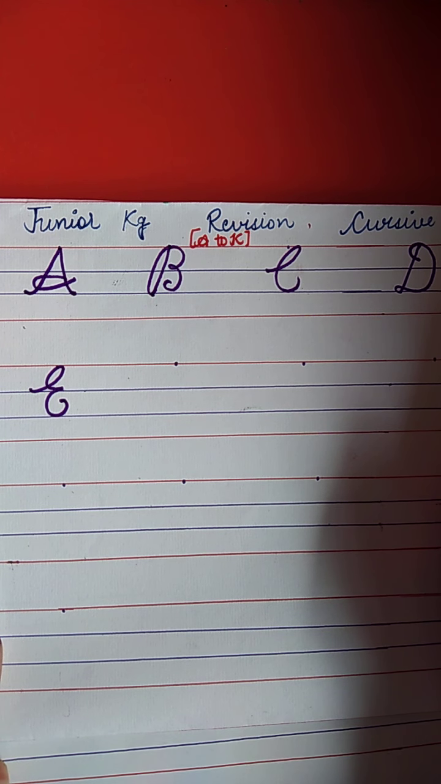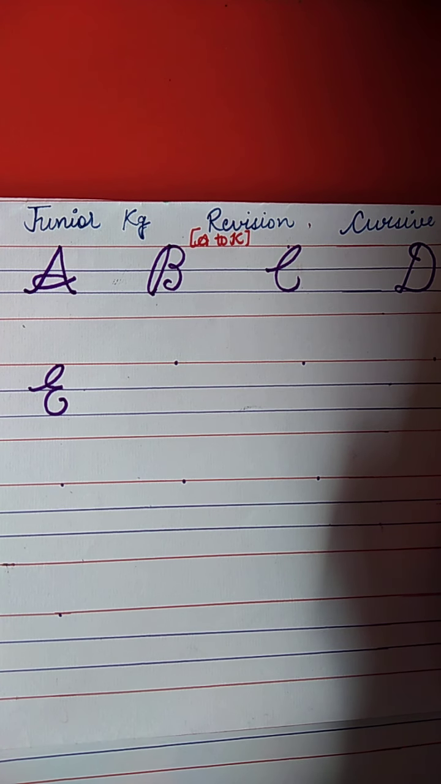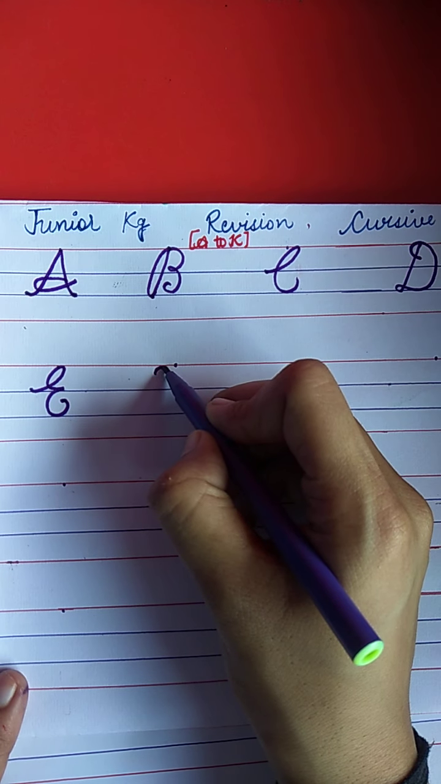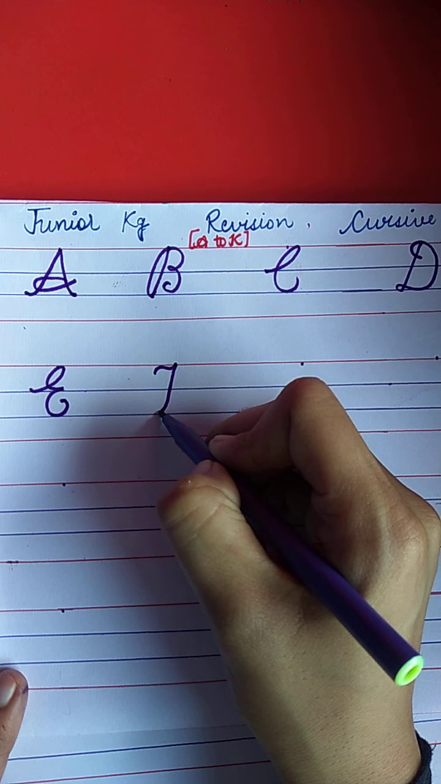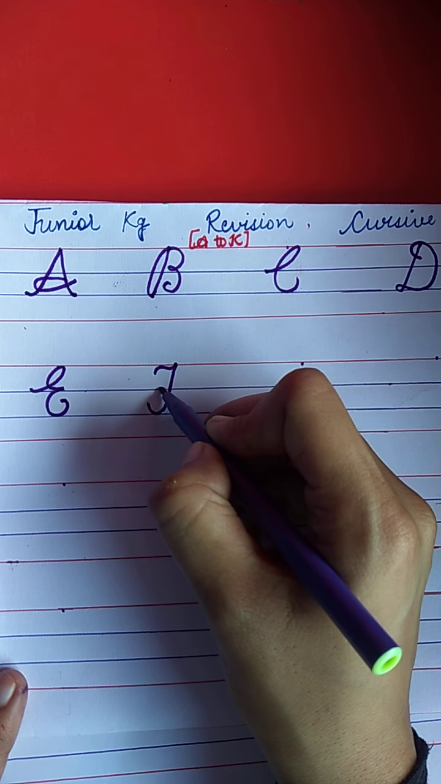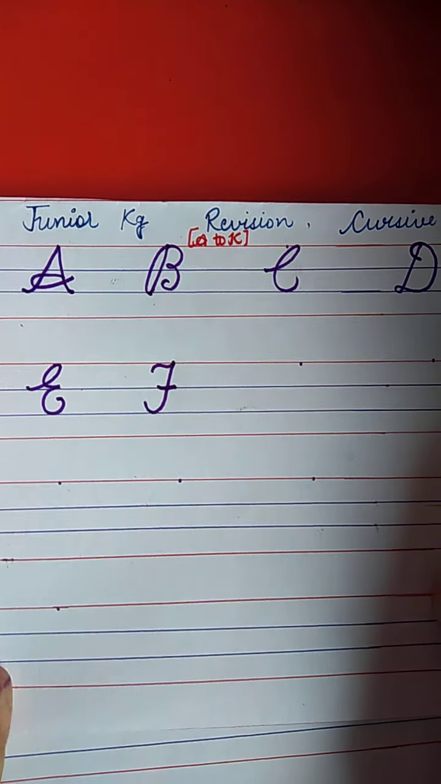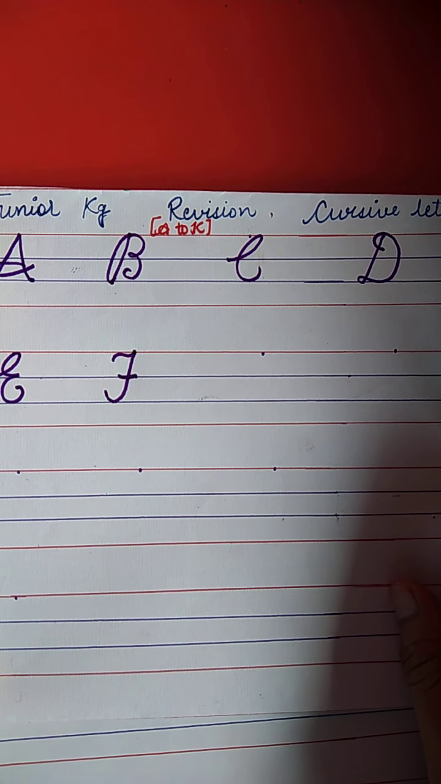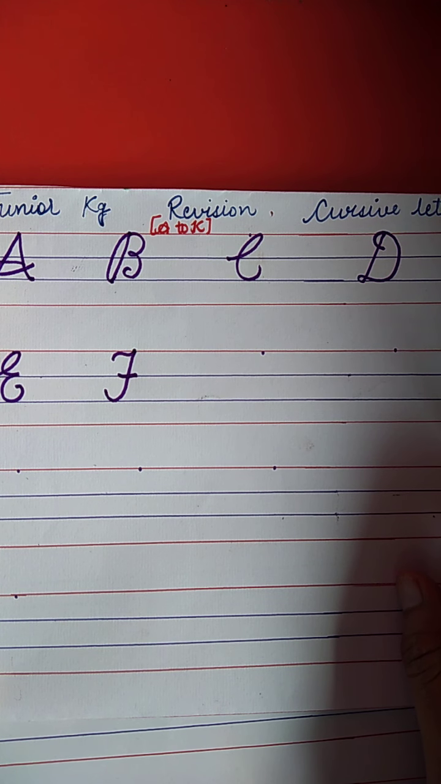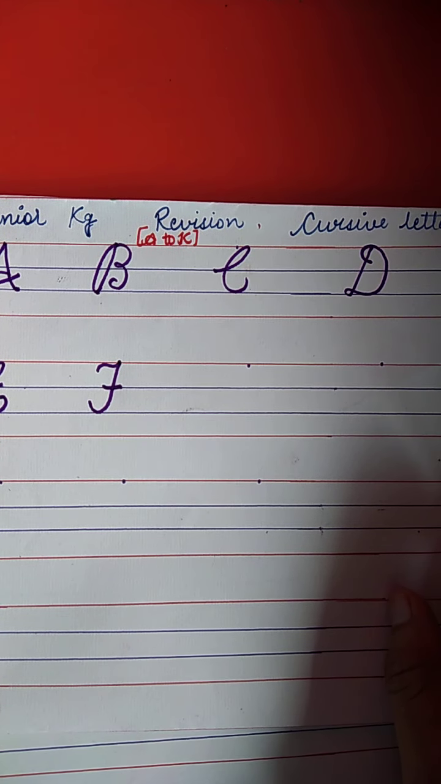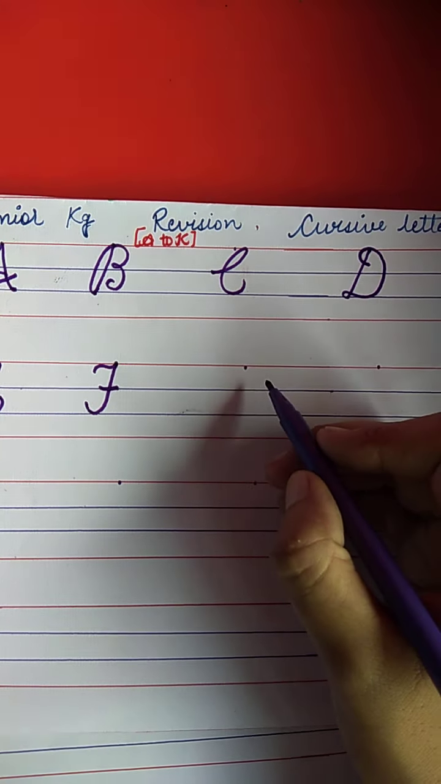Now elephant के बाद कौन सा लेटर आता है बच्चों? F. F for fish. Now draw with me a curved line, a slanting line, again a curve, then sleeping line. This is letter F. F for fish. What is the spelling of fish? Speak with me. F-I-S-H, fish.